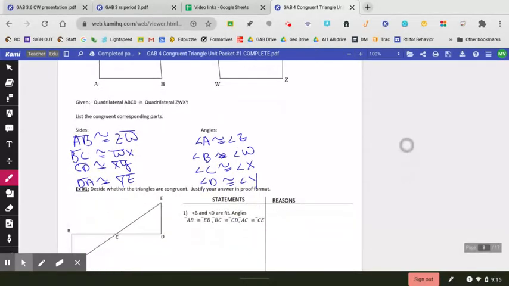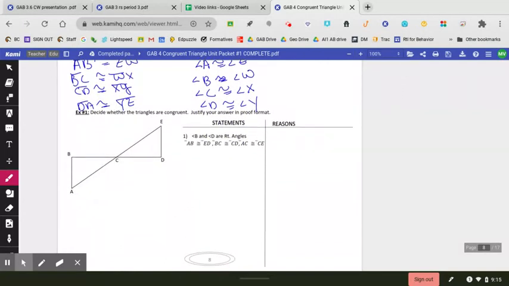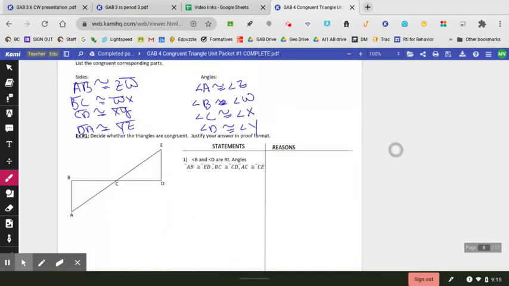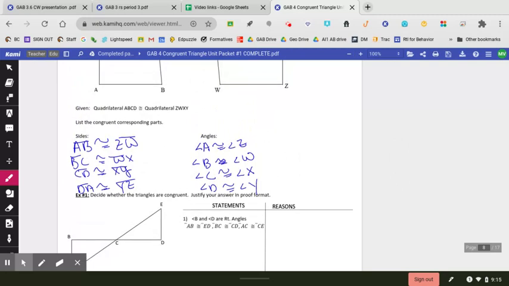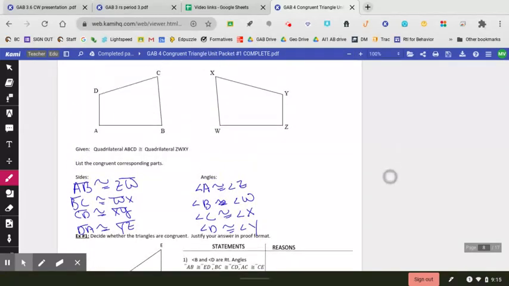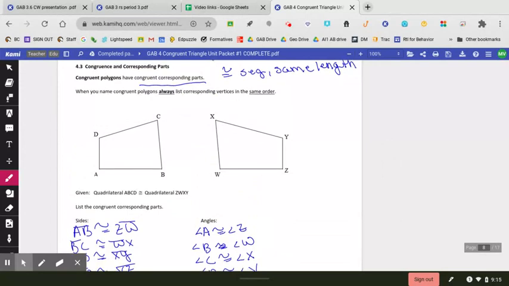So now to say whether or not triangles are congruent, in order for them to be congruent, all sides and angles are the same. So in congruent polygons, all corresponding parts are congruent.